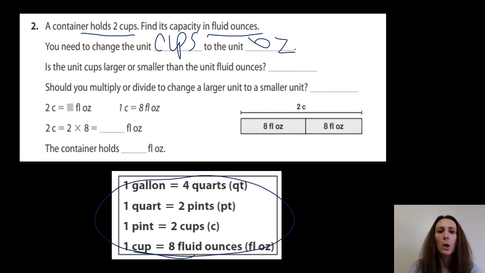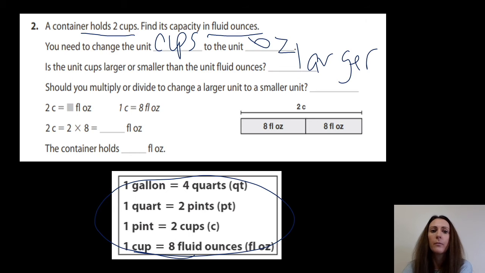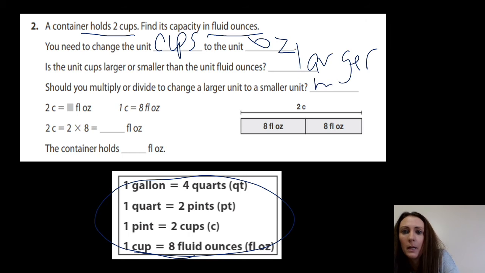Is the unit cups larger or smaller than the unit fluid ounces? So are cups larger or smaller than ounces? So is the measurement of a cup, is that larger or smaller than an ounce? Think about that for a moment. Right, it's larger. So then if we're going from a larger unit to a smaller unit, are we going to multiply or are we going to divide? Right, multiply.